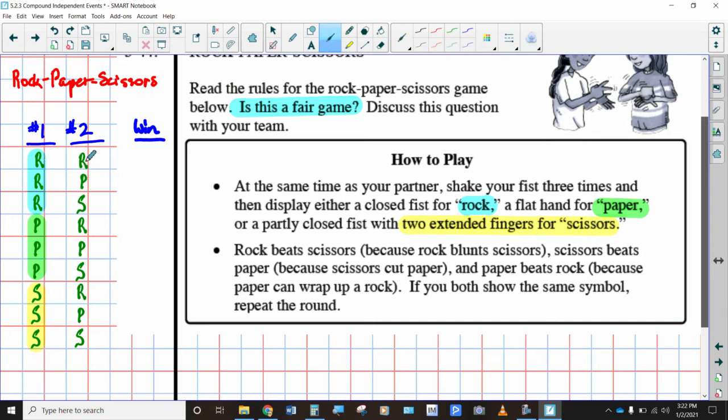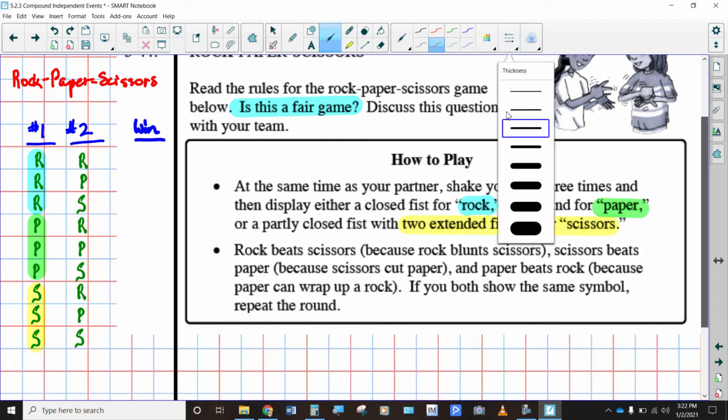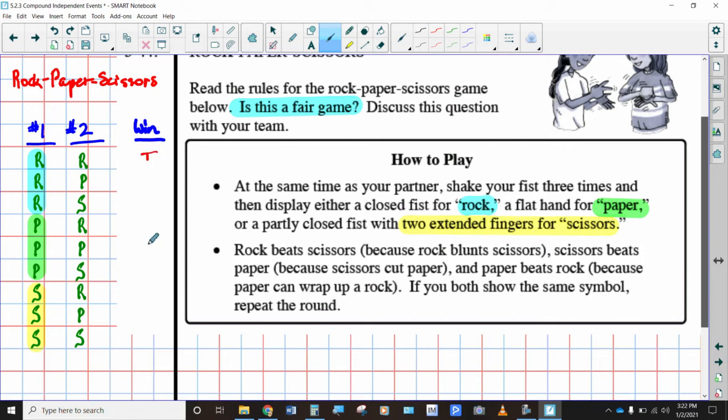So when it's rock and rock, who wins in that situation? It's a tie, right? So that means nobody wins. If it's rock and paper, paper beats the rock, which means the paper is going to win. So person number 2 in this scenario would win. And then rock and scissors, the rock crushes the scissors. So in this situation, person number 1 would be the winner. Now let's change it up to where person number 1 throws paper all 3 times. Paper wrapped around rock, paper wins. So that would be person number 1 winning this time. Paper and paper, that's a tie.